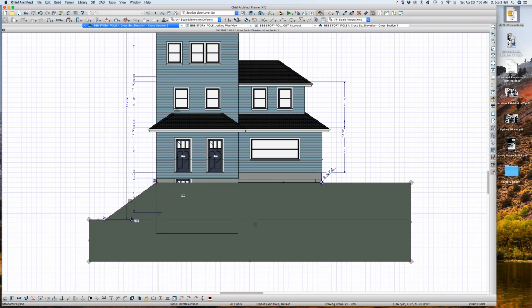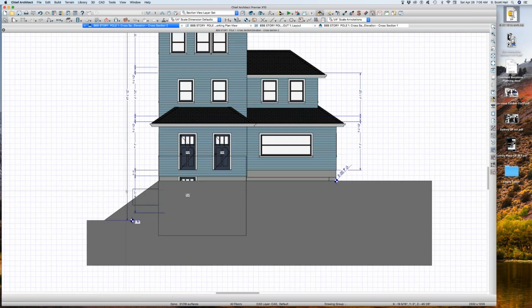So what is the 1-1? What is the elevation? 60 inches, 5 feet. What's the elevation of the dirt 60 inches away? That's what I'm getting at. Here we go.